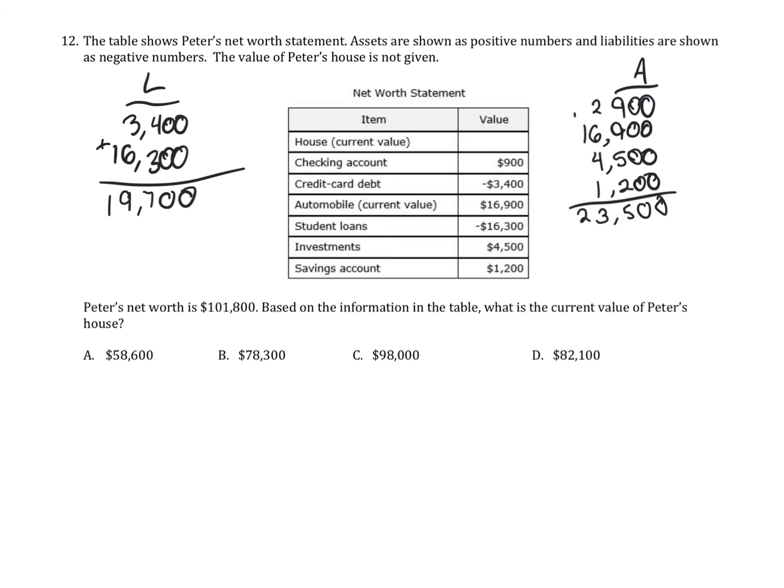Now, since we are already given our net worth and we're missing a value, we actually have to work kind of backwards. So normally we add our assets and we subtract our liabilities, but here we're going to do the opposite since we're working backwards. So we're going to add the liabilities. So we have 101,800. We're actually going to add the liabilities, which is 19,700.